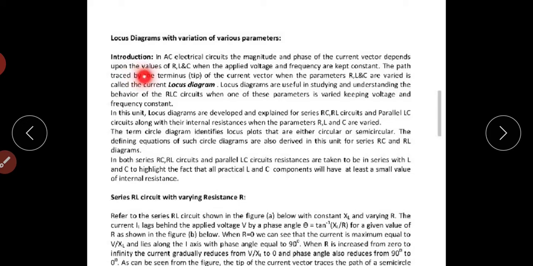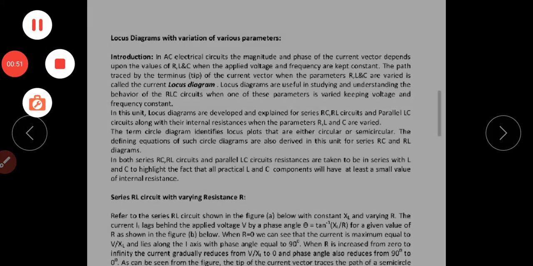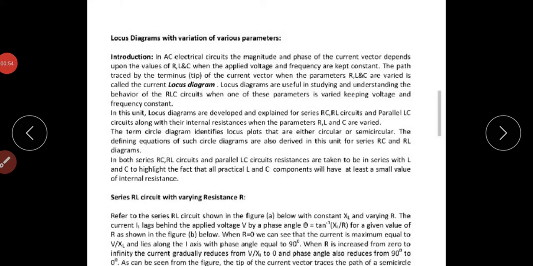The path traced by the terminus or tip of the current vector when the parameters R, L and C are varied is called the current locus diagram. The locus diagrams are useful in studying and understanding the behavior of an RLC circuit when one of these parameters, resistance, inductance or capacitance, is varied while keeping voltage and frequency constant.